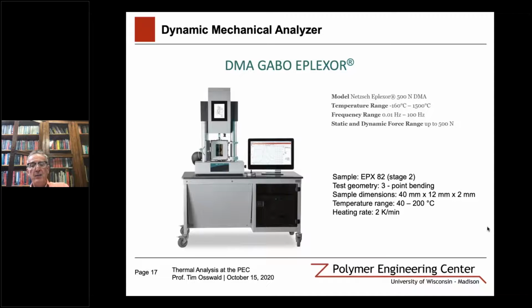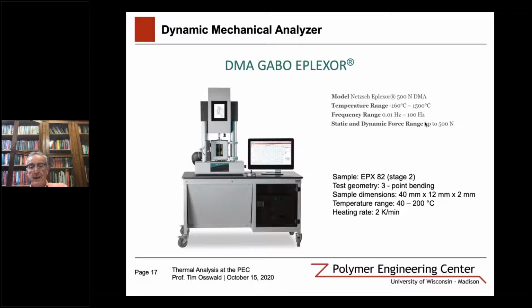And then we placed these plates in a DMA Eplexor, which is made by Netzsch and Gabo. It may just look like any other DMA machine, but if you look at these numbers here, you can see that we can have up to 500 newtons, which is a very large force when you talk DMA.